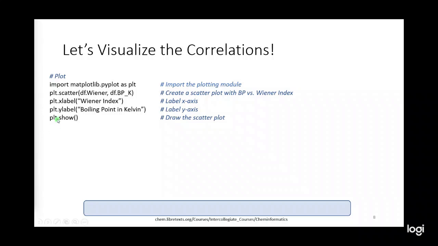First, we import the plotting module matplotlib.pyplot and assign it the shortened name plt. This creates the plt class instance, which provides all the features and functions required for plotting. The second line specifies that we are plotting the winner index from the data frame against the boiling point in Kelvin.